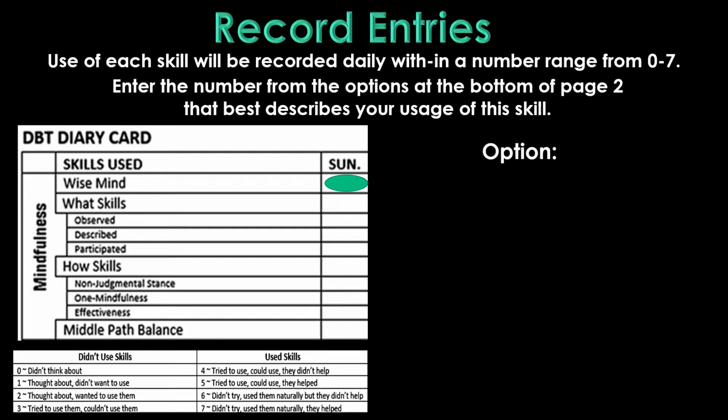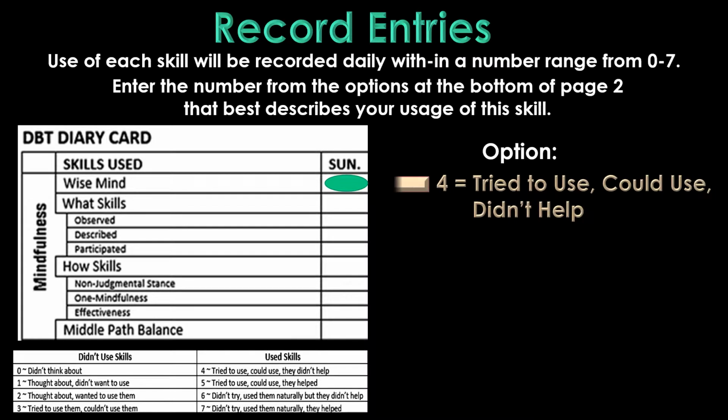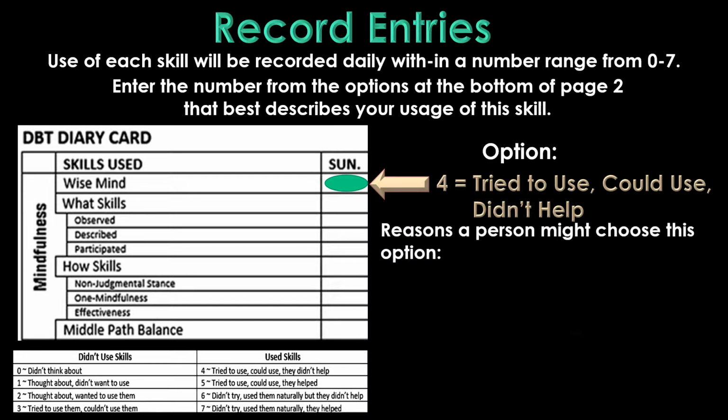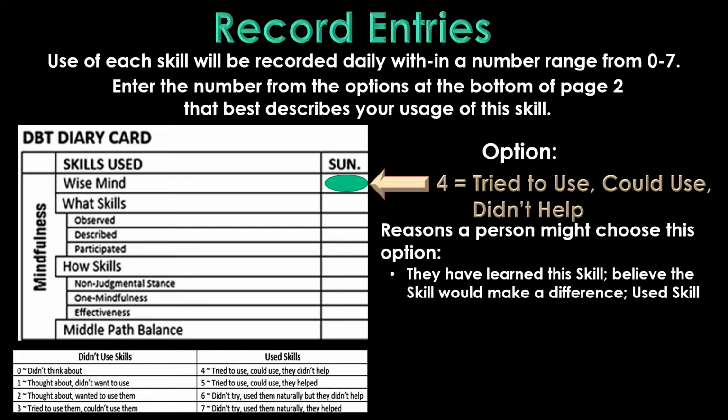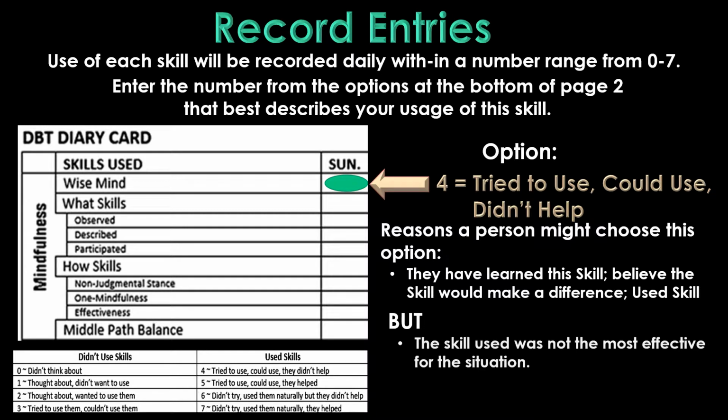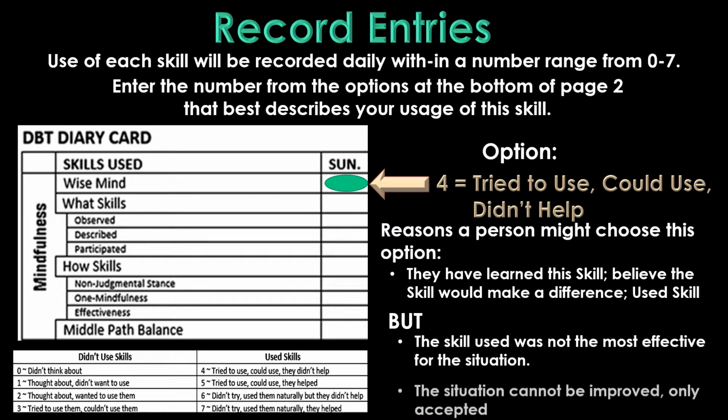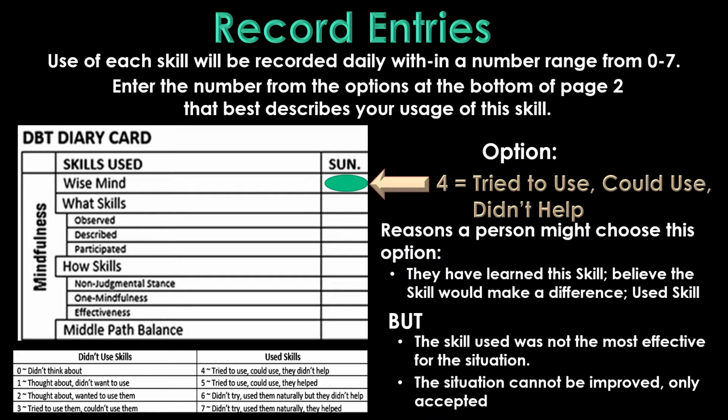Our fifth option is number 4. You tried to use and could use it, but it didn't help. Some reasons a person might choose this option: they have learned this skill, believe the skill would make a difference, and used the skill. But the skill used was not the most effective for the situation. The situation cannot be improved, only accepted.